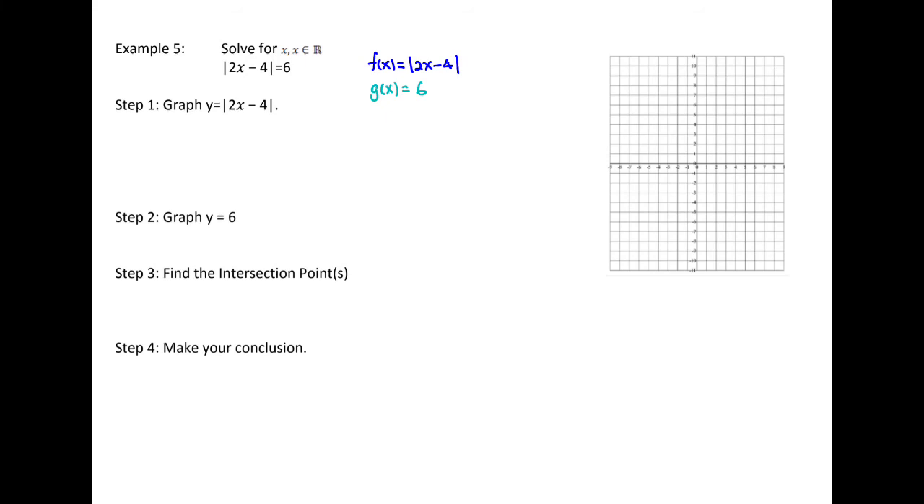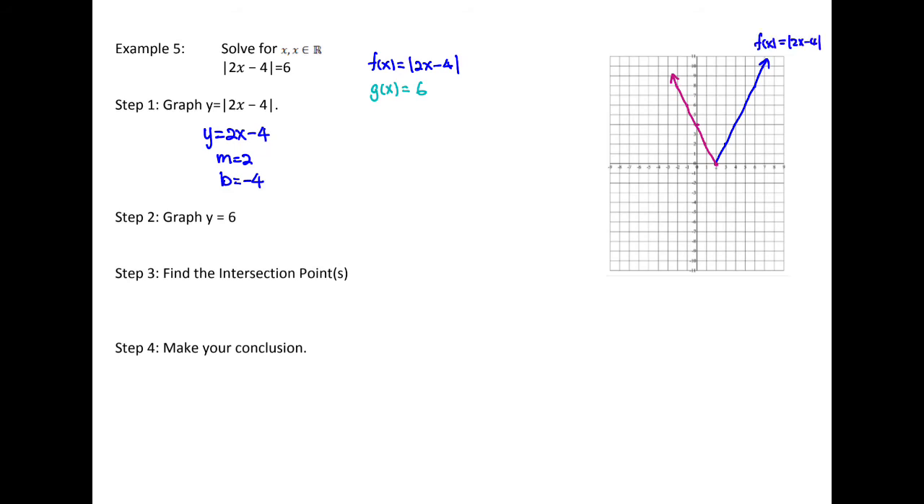Step 1. Let's graph f(x), which is y equals the absolute value of 2x minus 4. First, we have to graph the linear function, 2x minus 4. We know the slope is 2, the y-intercept is -4. Let's graph the line. After we graph the line and find the invariant point, now we're going to flip it. We do not want any negative y values, so we're going to erase all the negative y values. Now, that's our absolute function, f(x).